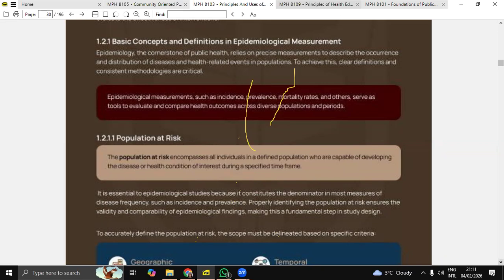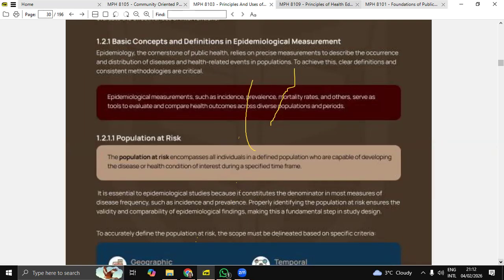So we need standardized measurements. That's where we talk about measures of disease frequency. When you hear measures of disease frequency, you think of two things: incidence and prevalence. Incidence is new cases, people who are just developing the disease, or the health-related events that you are interested in as an epidemiologist.